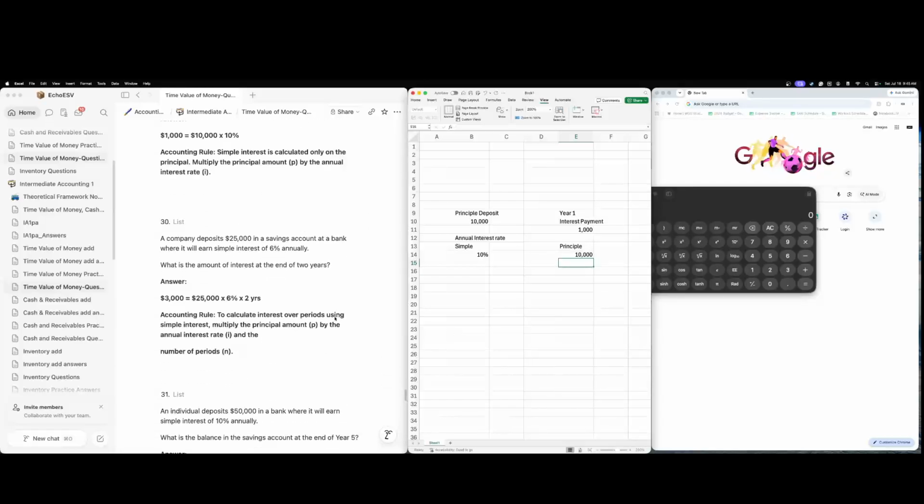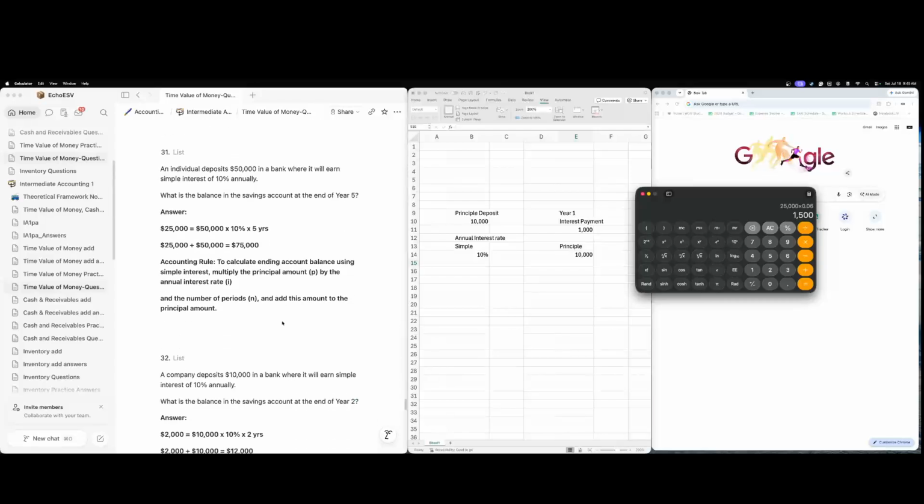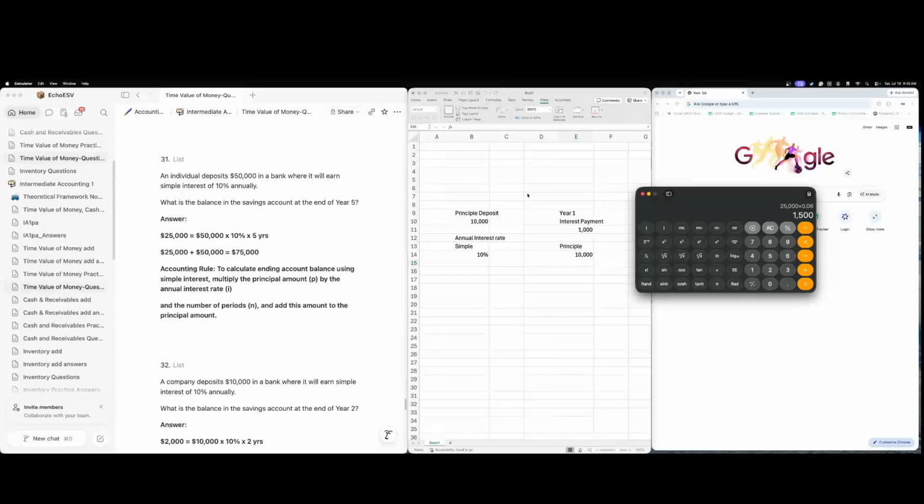A company deposits 25,000 in a savings account that will earn 6% interest annually. What's the amount of interest at the end of 2 years? 25,000 times 6% is 1,500 per year. The total amount of interest at the end of 2 years is 3,000.